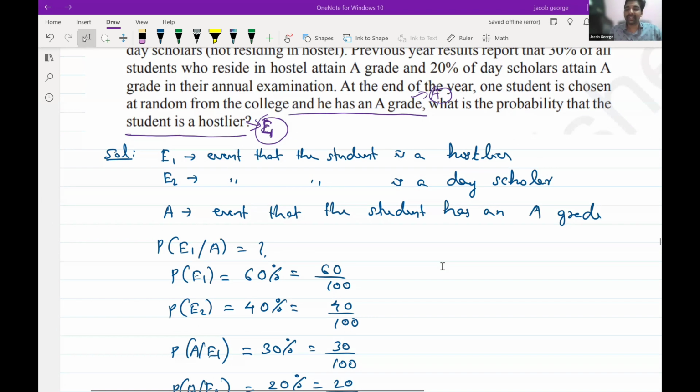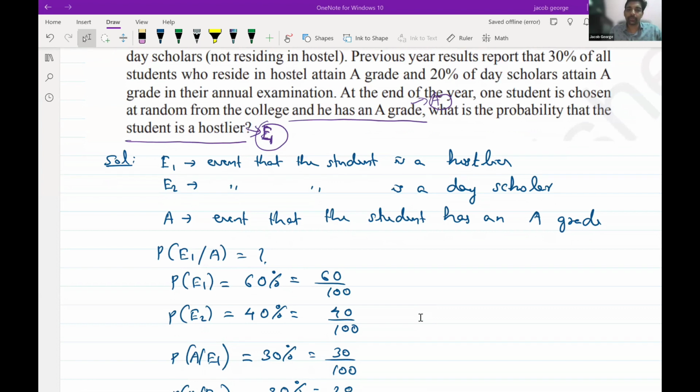Here P of E1 is 60%, which means 60 by 100. P of E2 is 40%, which means 40 by 100. These two are okay, right? Now, what is this P of A given E1? For Bayes theorem, we have to write P of A given E1 and P of A given E2. P of A given E1 means the student got an A grade given that he is a hostelier. In the question it is given: 30% of students who reside in hostel attain A grade. The percentage all should be written as a fraction. It is 30 by 100.